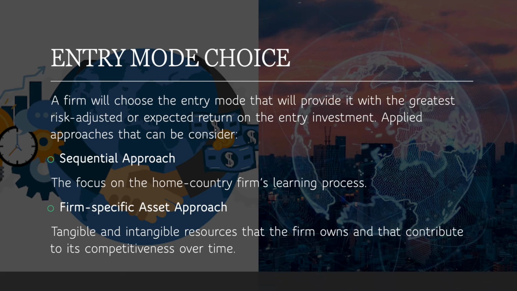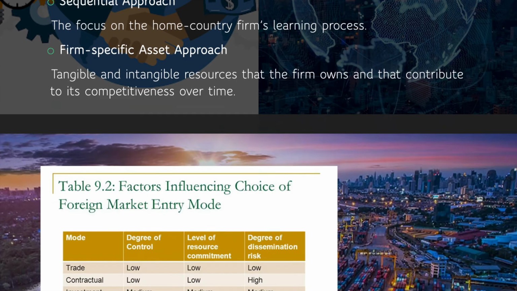The term firm-specific asset refers to tangible and intangible resources that the firm owns and that contribute to its competitiveness over time. It might be a patent on particular technology, or it might be a corporate product brand. It could even be some aspects of corporate culture that allow a firm to be more productive. Whatever the asset's form, its presence is the result of the firm incurring costs to acquire it, and it provides the firm with value in enhancing its competitiveness.